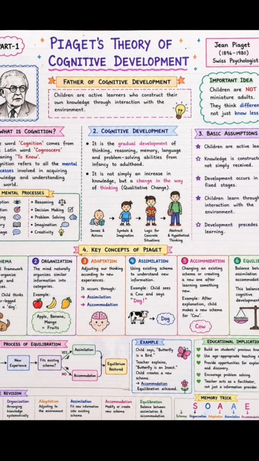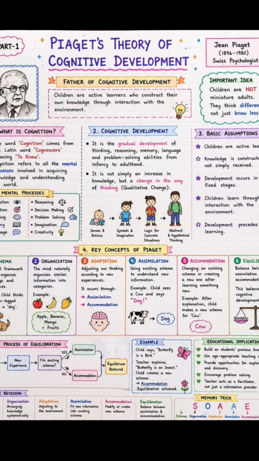In fact, he carefully observed his own three children from infancy. He noted how they played, how they explored objects, how they made mistakes, how they asked questions, and how their thinking gradually changed over time. From their observation, Piaget reached a revolutionary conclusion. He said, children are not miniature adults.